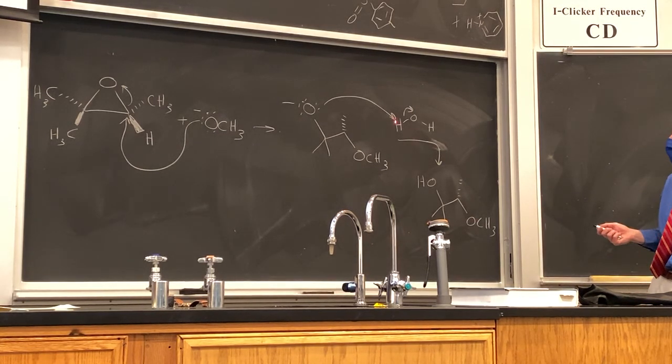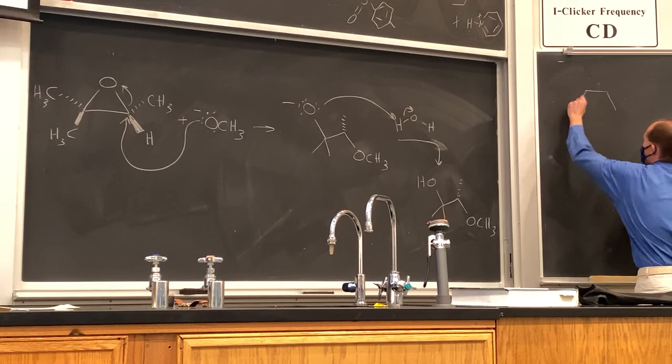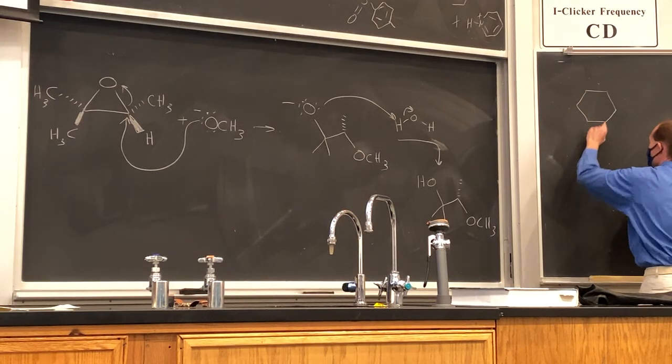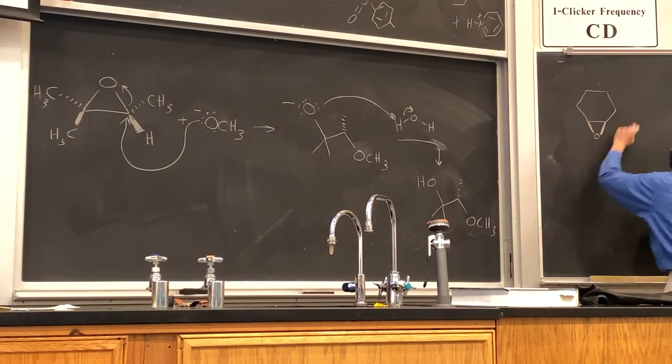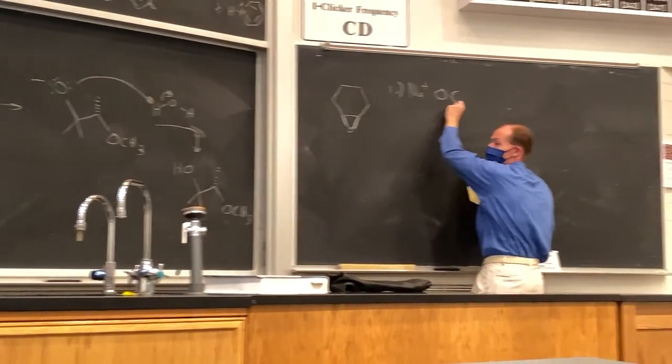If you were to add the water simultaneously to the methoxide, you would just have an acid-base reaction between those two components. And so you would destroy your nucleophile before it had a chance to react. So because we're using strong nucleophiles that are often strong bases, we have to add the water in a second step. Okay? So what we would do, here's an epoxide. We would use sodium methoxide.